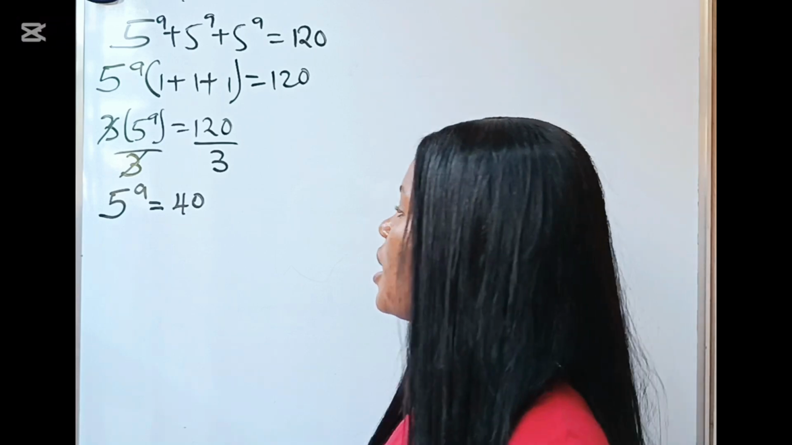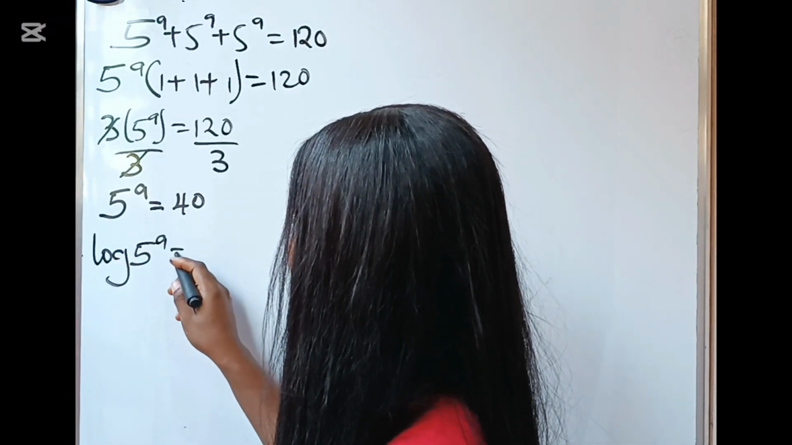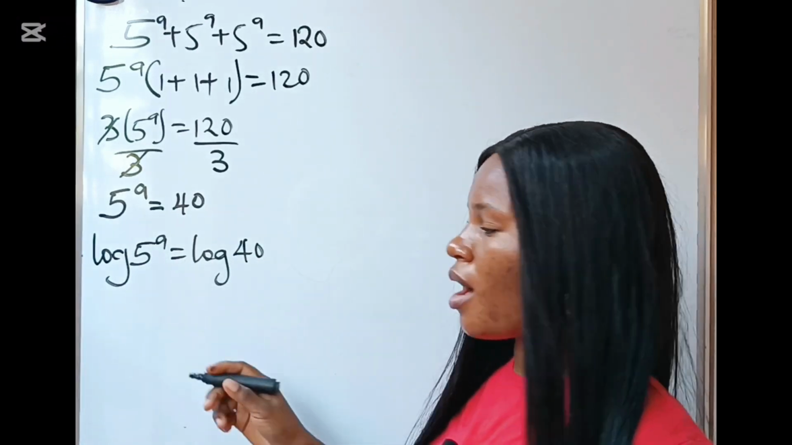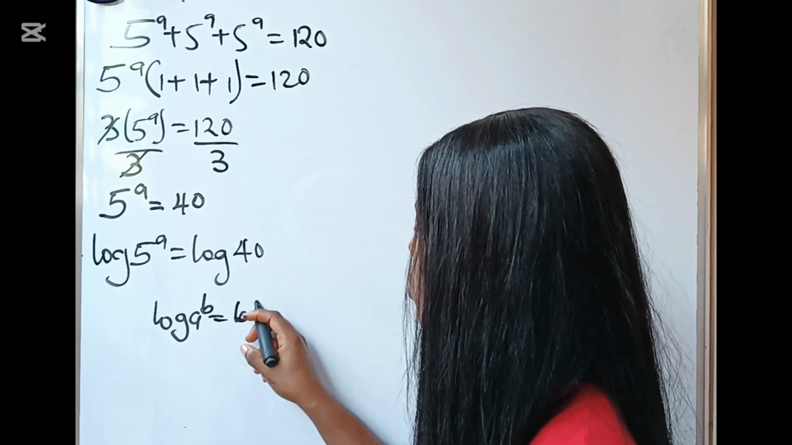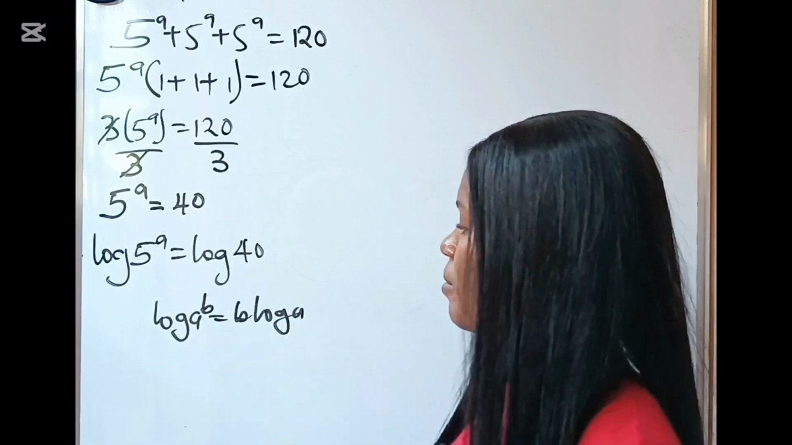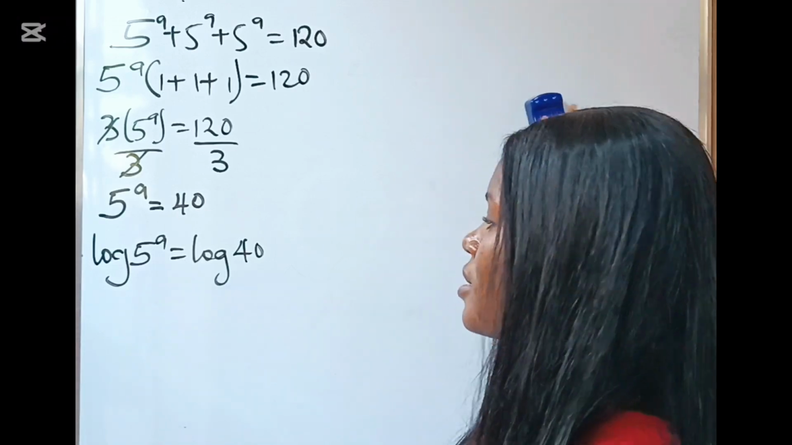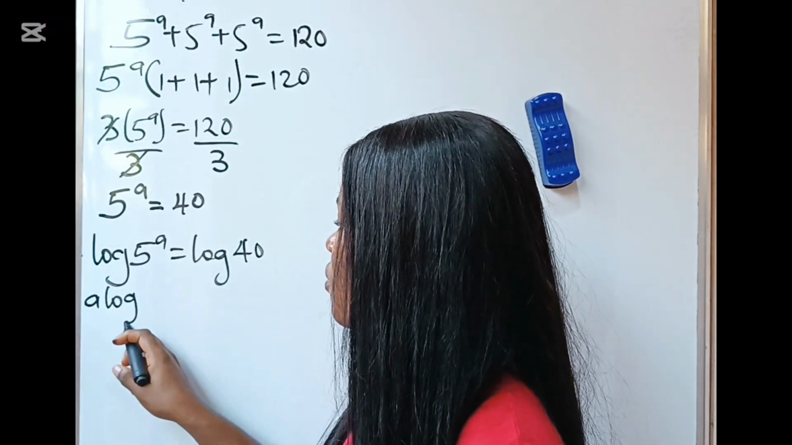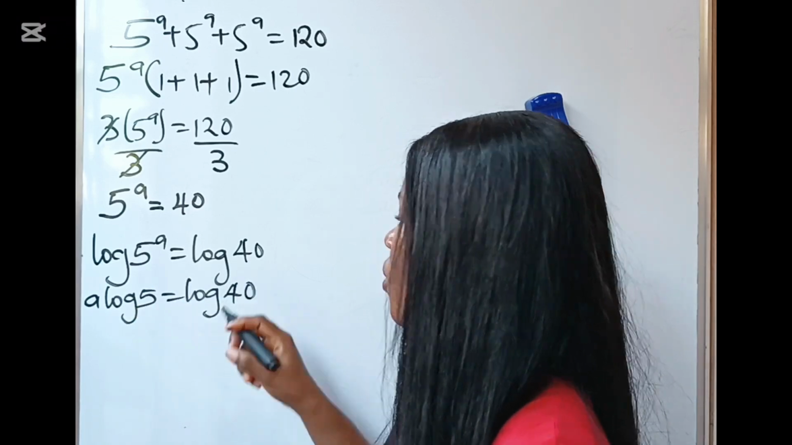So we are going to introduce log and we write log 5 raised to the power of a is equal to log 40. Now when you have log a raised to the power of b, it is equal to b multiplied by log a. Therefore, we can write this as a multiplied by log 5 is equal to log 40.